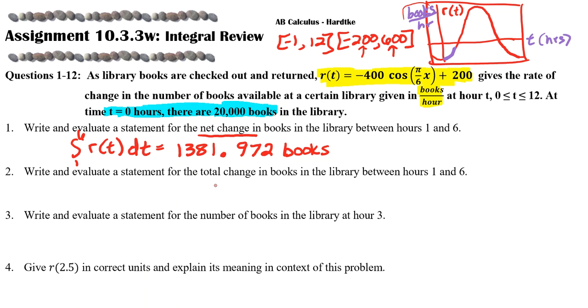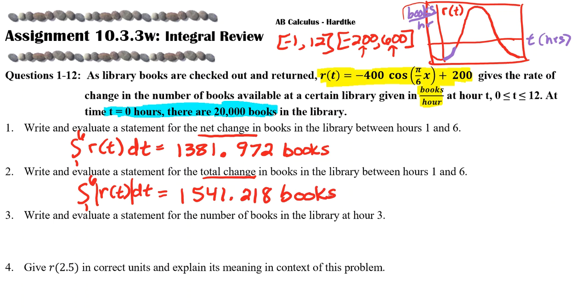Number 2 is the total change. So remember, sometimes our rate is negative, sometimes our rate is positive. So the total change, we're interested in the number of books coming in and out. So if we integrate the absolute value, and again on your TI-89, you can find that under the math menu, or you can find it at the top of the catalog, or you can type the letters ABS. But you can check that you come up with this answer.